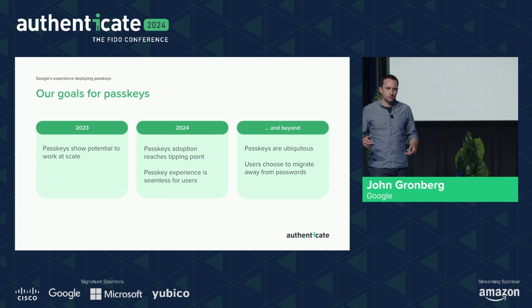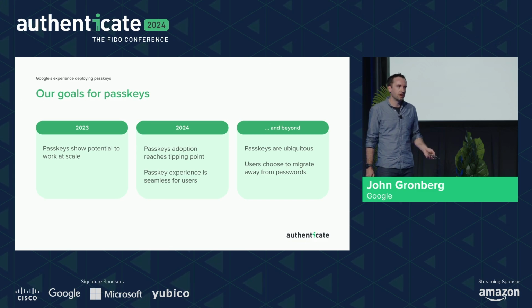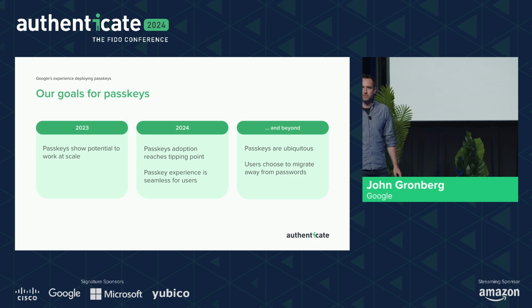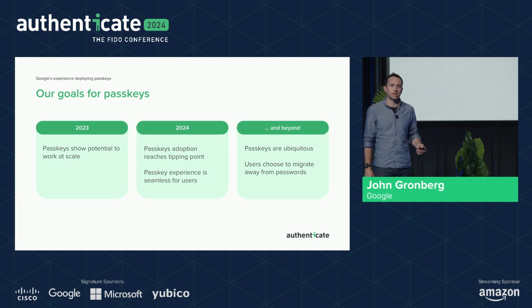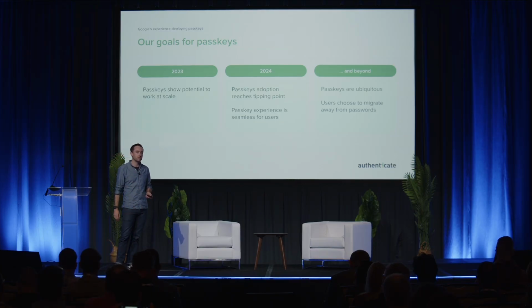So when I think about the goals for Passkeys at Google, it starts many years ago, in 2012 with the formation of the FIDO Alliance, all the way through to a number of years in the future when eventually Passkeys are ubiquitous. Looking at Google specifically, in 2023, our goal was to show that Passkeys have potential to work at scale. In 2024, this year, we wanted to see Passkey adoption reaching a tipping point, which means that we see self-sustaining momentum for Passkey adoption across our user base.